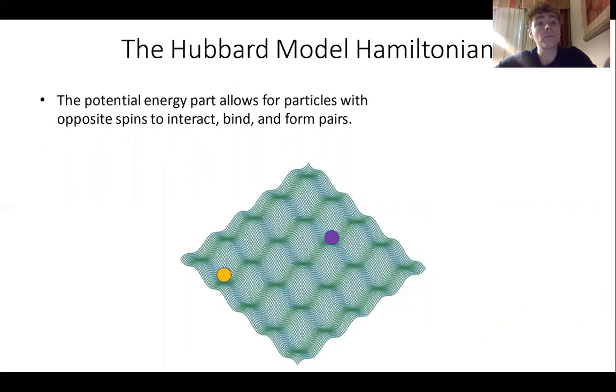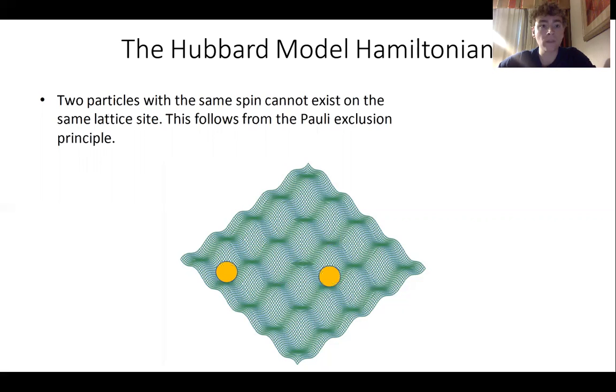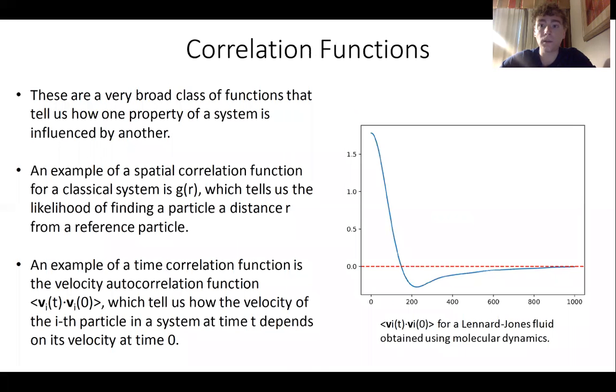The potential energy part allows for particles with opposite spins to interact, bind, and form pairs. Two particles with the same spin cannot exist on the same lattice site. This follows from the Pauli exclusion principle. It's indicated there. So now I'm going to go into a little bit about our results.